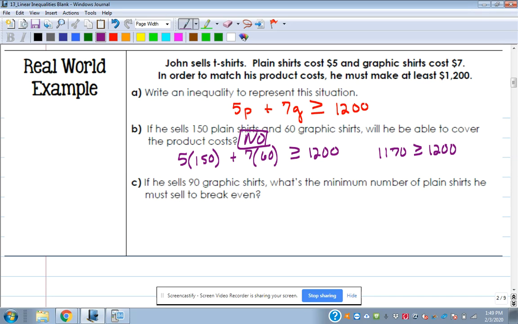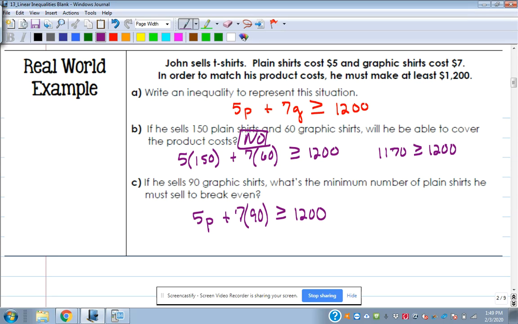All right, C part. If he sells 90 graphic shirts, what's the minimum number of plain shirts he must sell to break even? So breaking even means minimum, that's $0 in profit. But we're breaking even. We're not in the hole. So where does the 90 go? Multiplied by that 7. So we don't know how many plain shirts we're selling, but we know that we've sold 90 graphic shirts. And maybe that's all we had, or for some reason 90 is the stopping point on the graphic shirts.